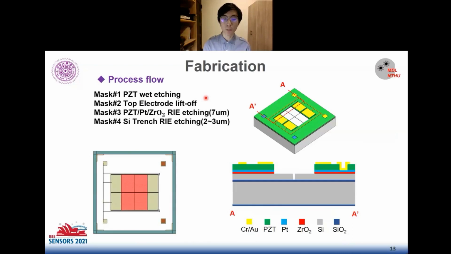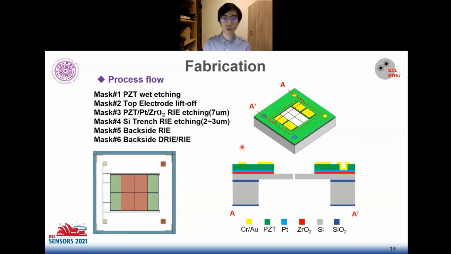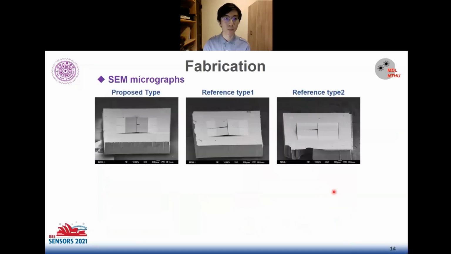After two-step frontside etching, we can define the PZT pattern and the gap between diaphragms. And after two-step backside etching, we can suspend the structure and complete the process. The fabrication result can be observed by SEM micrograph. The proposed design and two types of reference have been successfully fabricated.